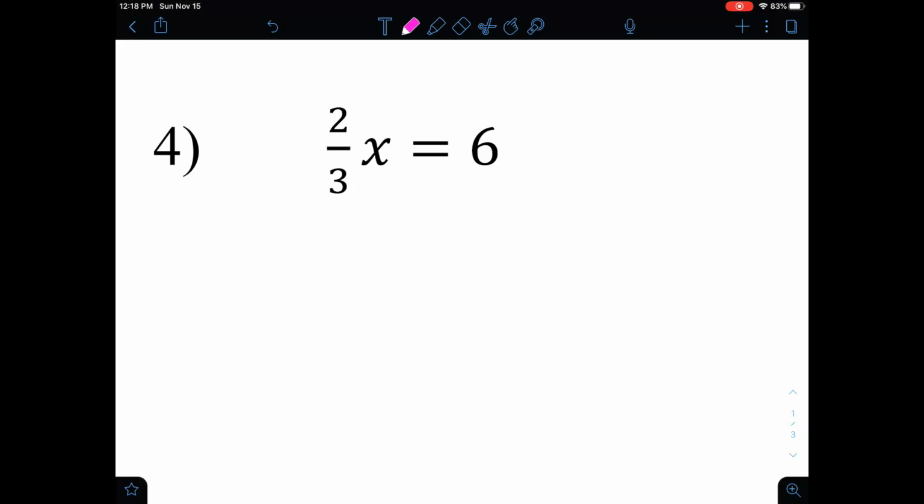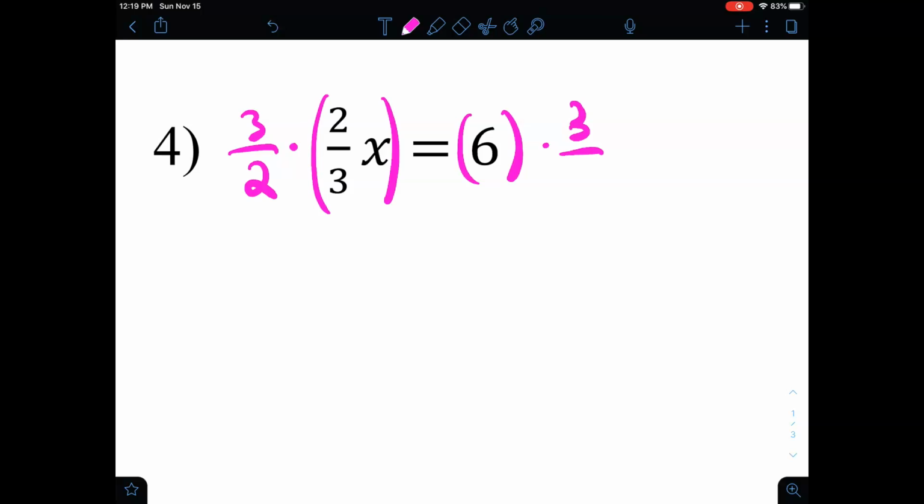We have number 4 is 2/3 x equals 6. When you multiply by a fraction, we could divide by a fraction, right? By 2/3 on both sides, but dividing by a fraction is the same thing as multiplying by the what? What's the shortcut? It's the same thing as multiplying by the reciprocal. What's the reciprocal of 2/3? Well, you flip it vertically, it's going to be 3 over 2. So we're going to multiply both sides by 3 over 2. These are going to cancel.